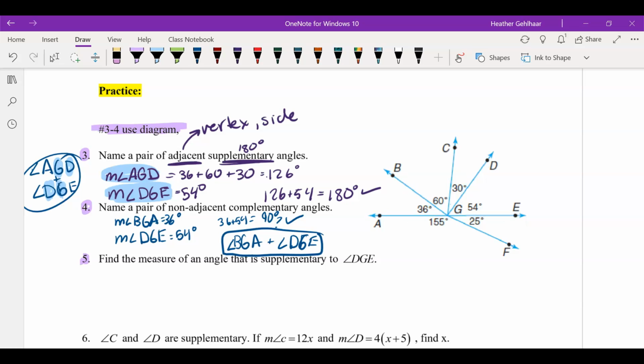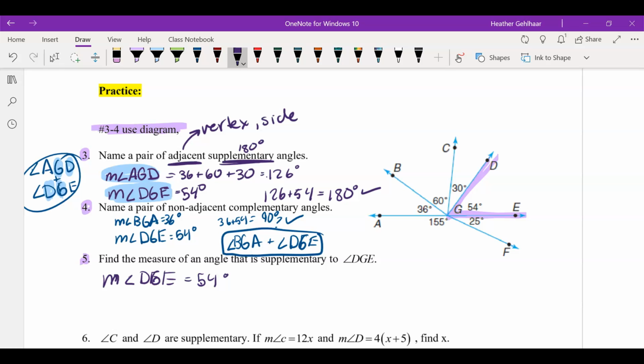The next one says, find the measure of an angle that is supplementary to DGE. So I'm going to go ahead and erase the picture here. So it's saying DGE. So supplementary, it does not have to be adjacent. It could be adjacent or it could not be adjacent. It does not matter. It's not asking for it to be. So taking a look here, we know that the measure of angle DGE, I keep wanting to put DEG, DGE is equal to 54 degrees.